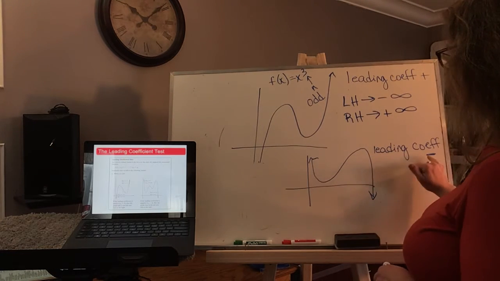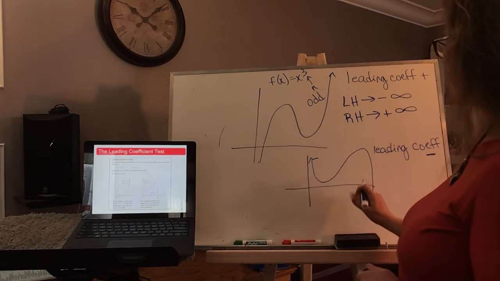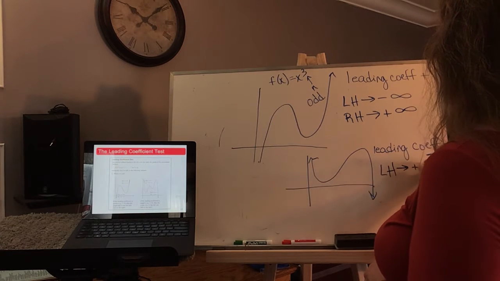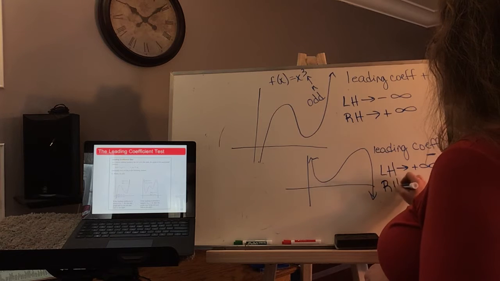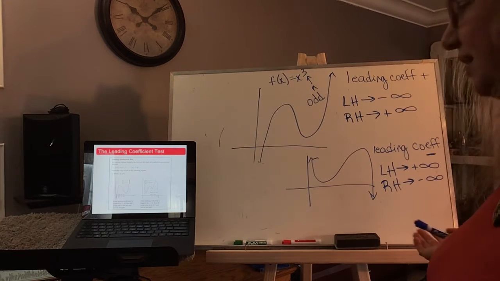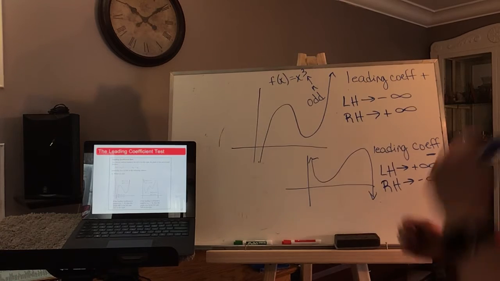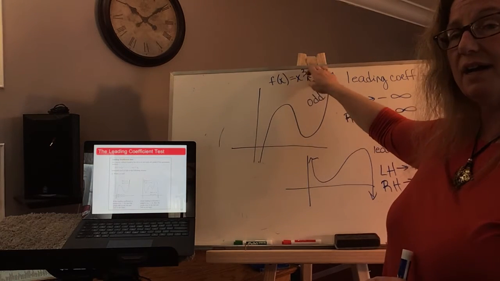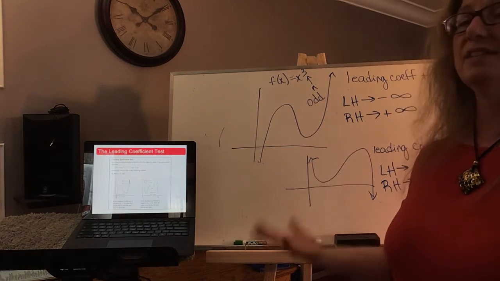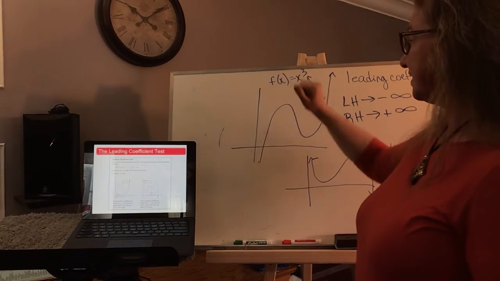So if my leading coefficient is negative, it flips over the x-axis. So in this case, the left-hand end goes to positive infinity, and the right-hand end goes to negative infinity. And this is not something that I expect you to memorize. This is something you ought to learn. You should be able to step back and go, okay, I have an odd leading term. And the cool thing is you can look at just that leading coefficient. It's the only piece of the puzzle you really have to look at.